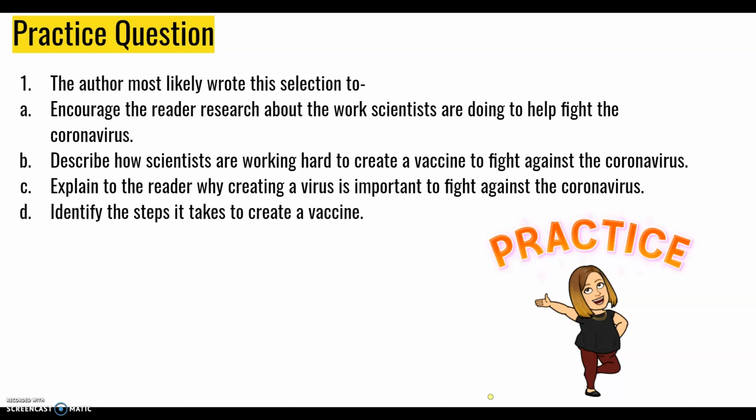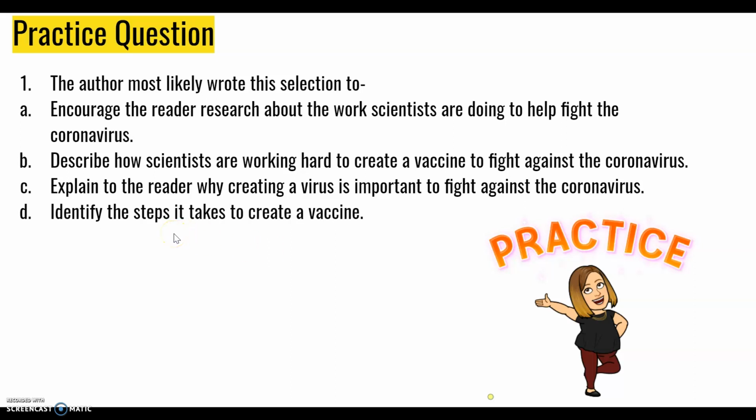B, describe how scientists are working hard to create a vaccine to fight against the coronavirus? C, explain to the reader why creating a vaccine is important to fight against the coronavirus? Or D, identify the steps it takes to create a vaccine? I don't know the answer to this question, so I need to go back and follow my thinking steps to figure it out.